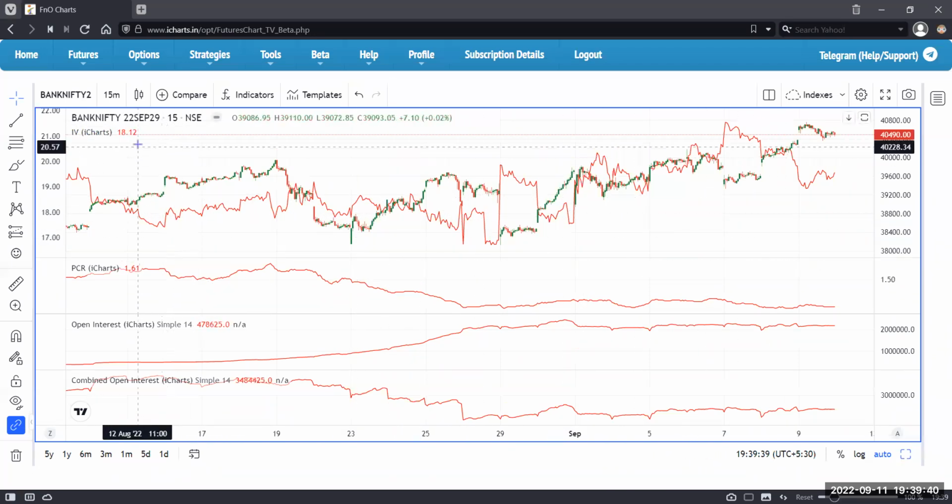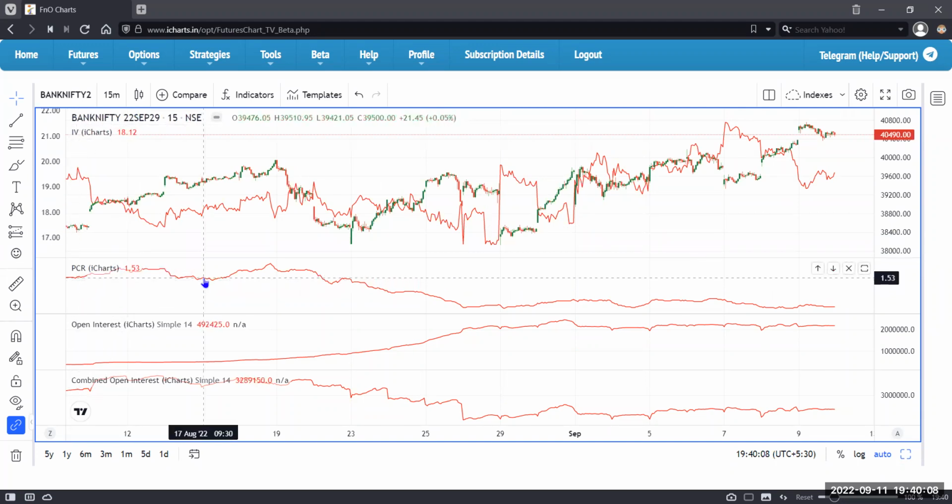Same with PCR. This again, PCR is the overall PCR for the futures script. Overall means the total for this particular expiry. Overall PCR is the total put OI divided by total call OI. So this is not combined. This is not for all expiries. This is the PCR for this expiry.